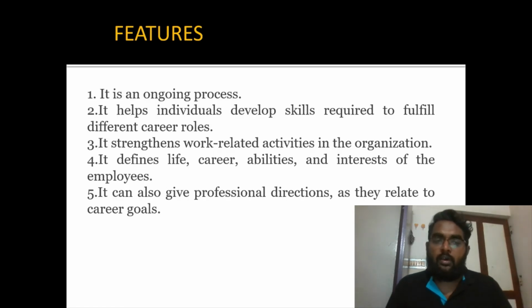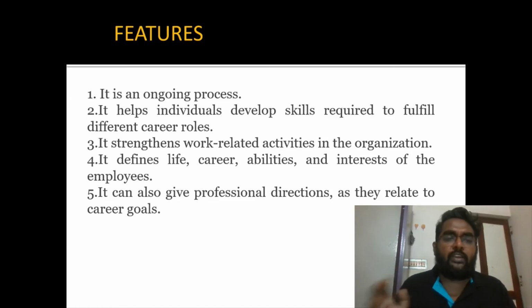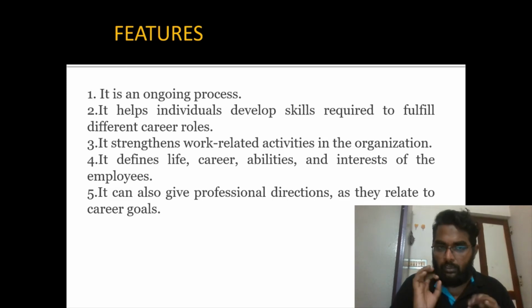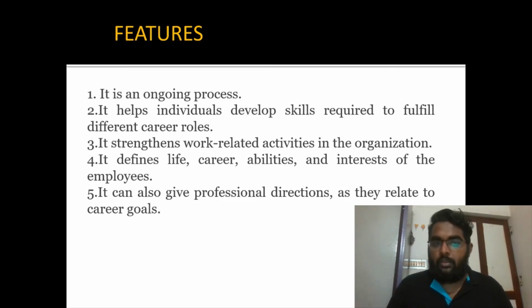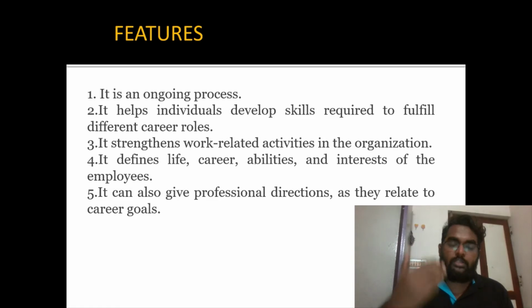It includes certain features. First, career planning is not a one-time activity, it's an ongoing process. Second, it helps individuals develop skills required to fulfill different career roles. If they already planned everything, they will be able to develop certain skills which will match their career goals. Third, it strengthens work-related activities in the organization, because employees are thinking about their future in such a way. Work-related activities and awareness in the organization can be improved.